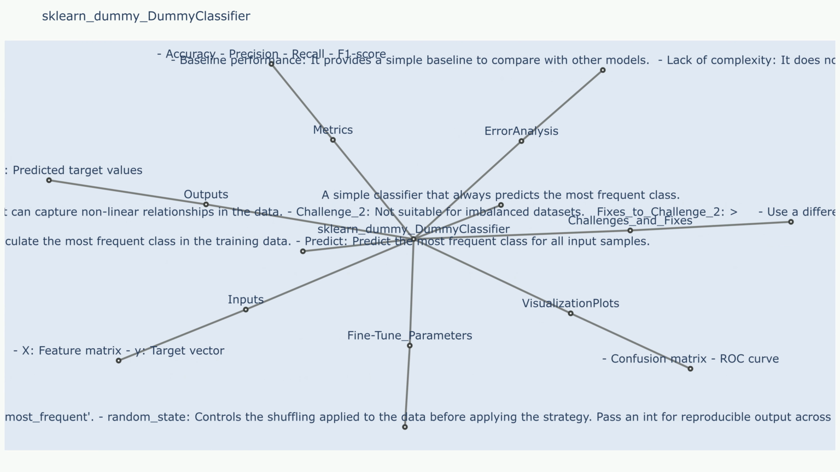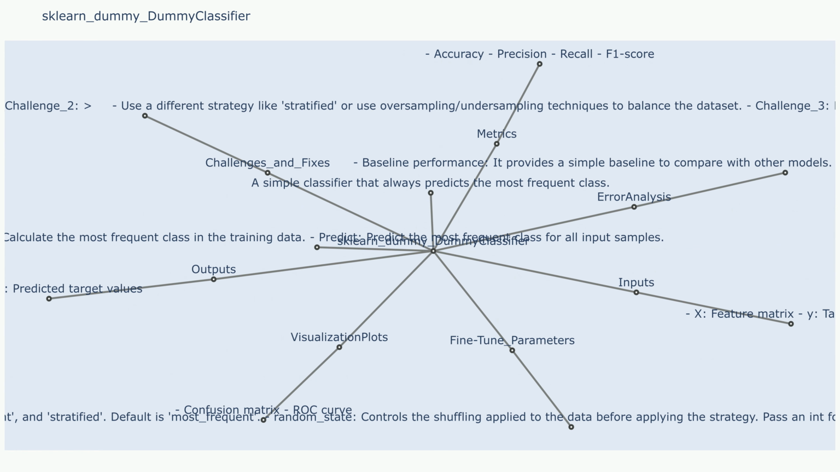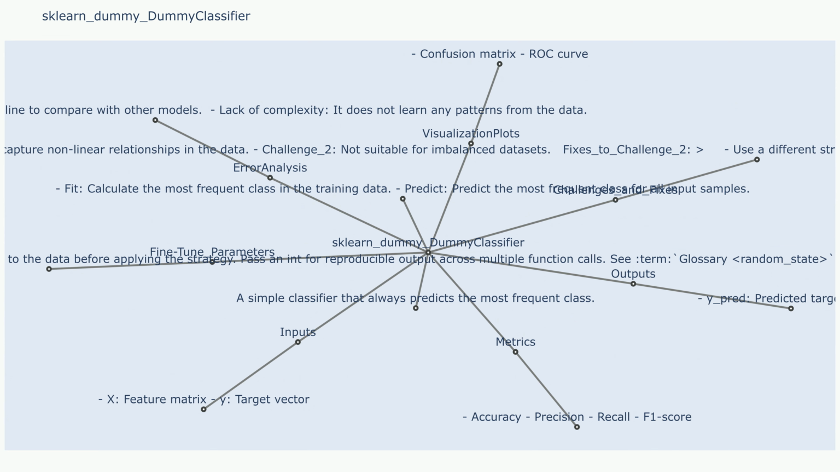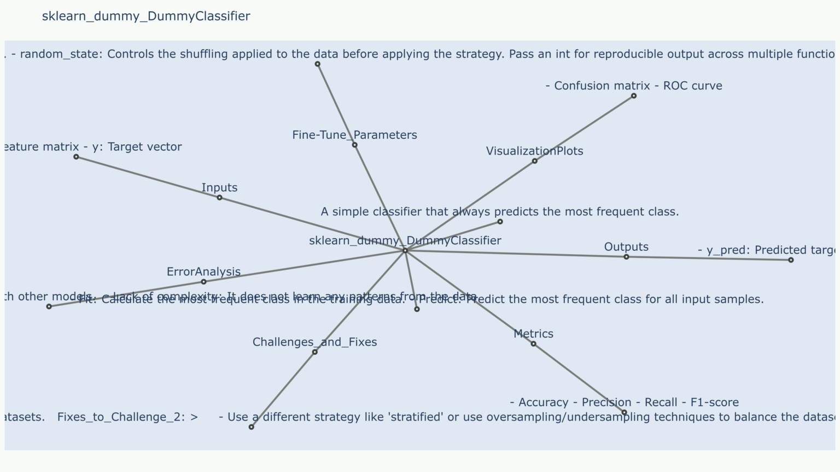Challenges and fixes. Challenge 1: overfitting: the model may overfit to the training data, leading to poor performance on unseen data. Sample use case that resulted in challenge 1: using the most frequent strategy on a highly imbalanced dataset might lead to overfitting, as the model will simply predict the most frequent class for all instances. Fixes to challenge 1: use a more complex classifier that can capture patterns in the data. Resample the training data to balance the class distribution.